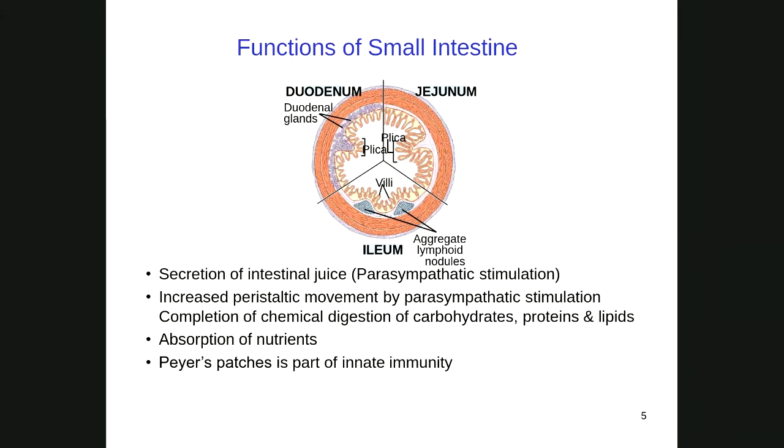So if we make a comparison between the intestine and the stomach, both of them participate in digestion. Both of them participate in absorption. Stomach has very little absorption compared with the intestine. And the stomach also is mainly for the digestion of protein, while the intestine mainly continues with the absorption of fat, carbohydrate, and protein.